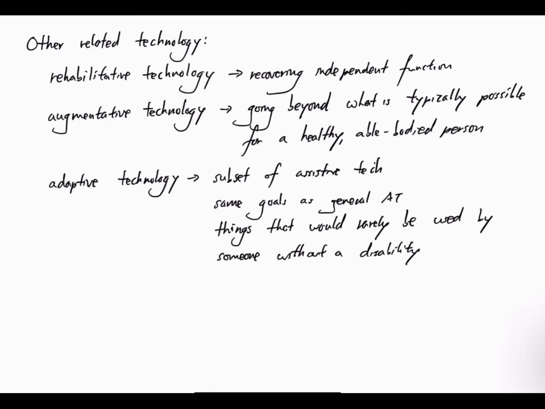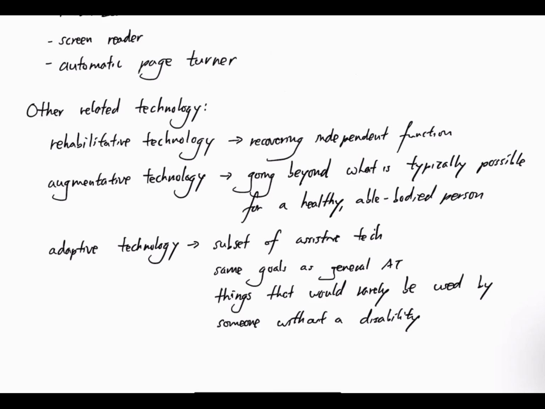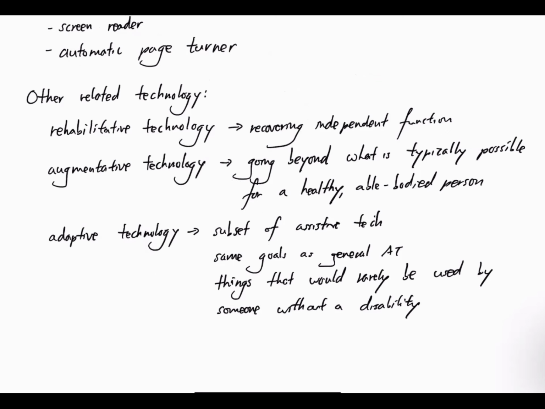So we can think about, for example, cases of assistive technology that are not necessarily adaptive technology. A very well-known case is curb cuts. Curb cuts are designed for people to be able to get on and off the street, onto the sidewalk. However, able-bodied individuals use those all the time. For example, if you're using a wheeled cart or a dolly, you will often be using a curb cut even as a person without a particular kind of disability. On the other hand, things that we mentioned earlier, like screen readers or automatic page turners, it would be pretty unusual for a person without a disability to use those.